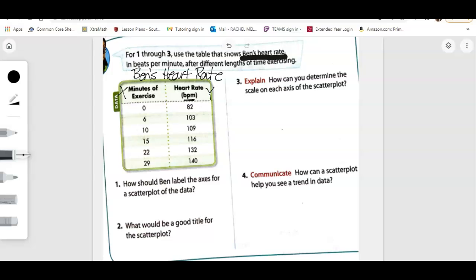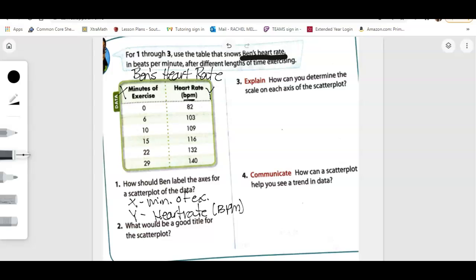Now, look at that. Number 1, how should Ben label the axes for a scatter plot of the data? I literally looked at that when I analyzed. Okay, so the x-axis is minutes of exercise. The y-axis is heart rate, which is being measured in beats per minute.